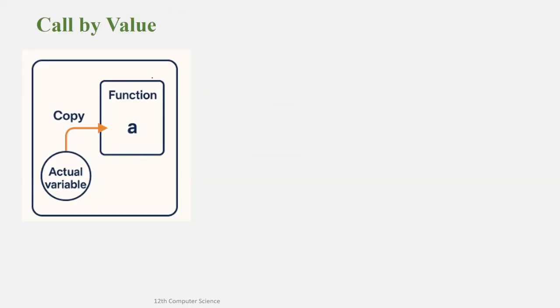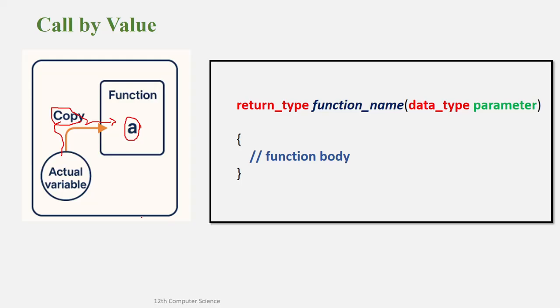In this diagram we can see that the actual variable is not passed. A copy of the actual variable is created and then it is passed as a parameter to the function. So a is a parameter, a copy of which is created from the actual variable. This is the syntax of how a copy of the variable is passed as a parameter to the function.